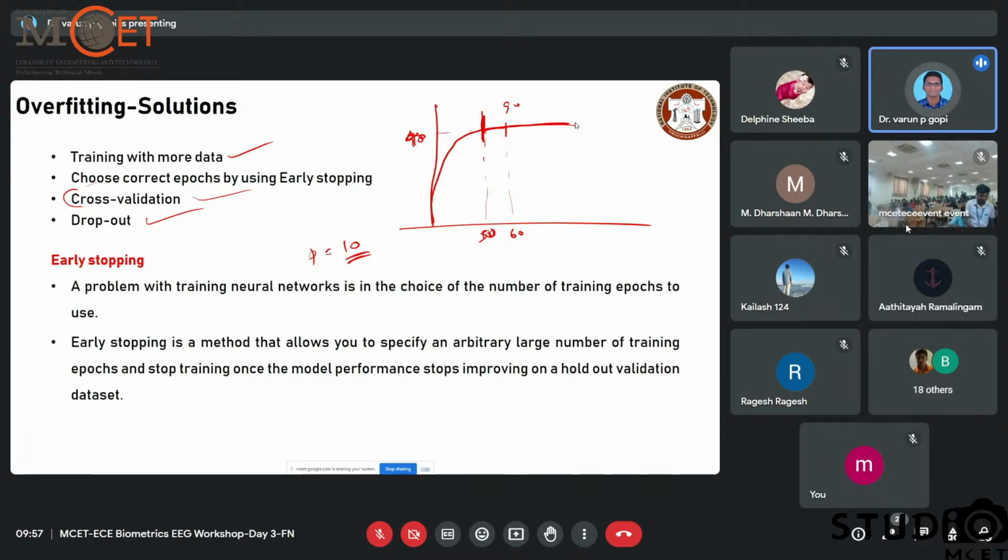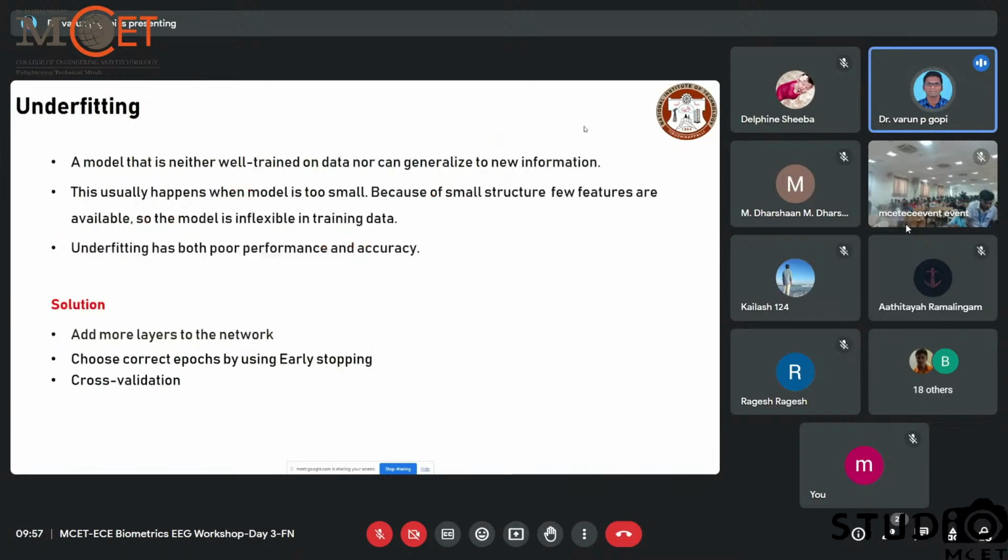So this is the early stopping idea. Using early stopping, we can stop the training process. Otherwise, it unnecessarily continues the training process. So you can use early stopping.